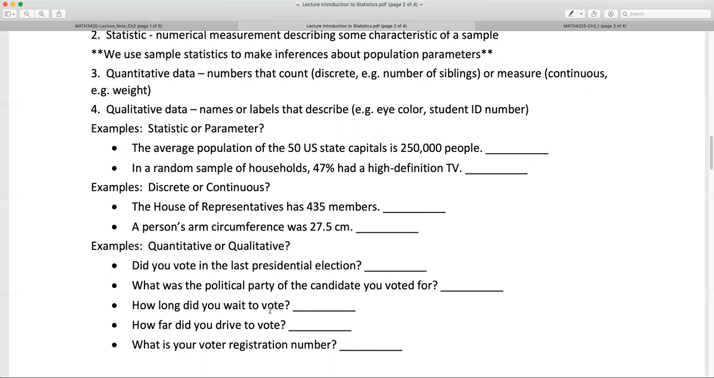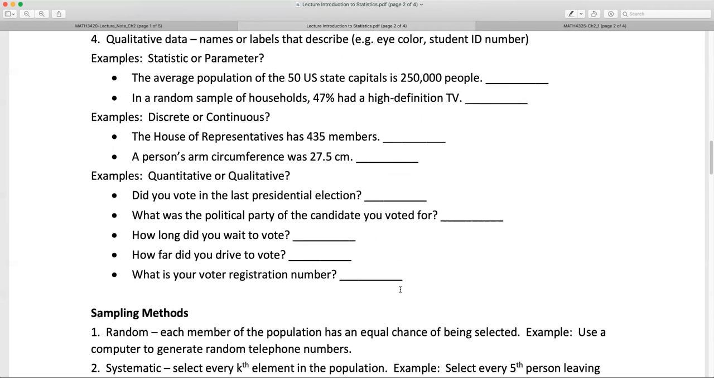How long did you wait to vote? Maybe 20 minutes or 3 minutes, something like this, should be quantitative. How far did you drive to vote? Maybe 2 miles, 3 miles, so it should be quantitative. What is your voter registration number? It should be qualitative. Digital numbers, IDs, all these things belong to qualitative.